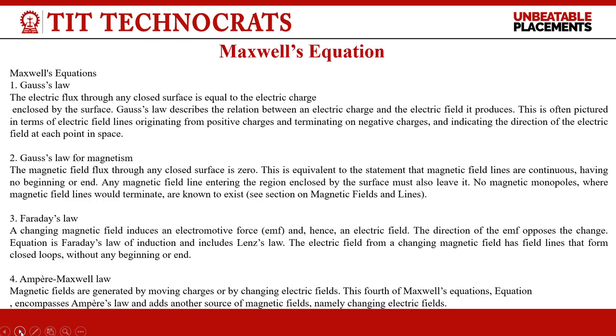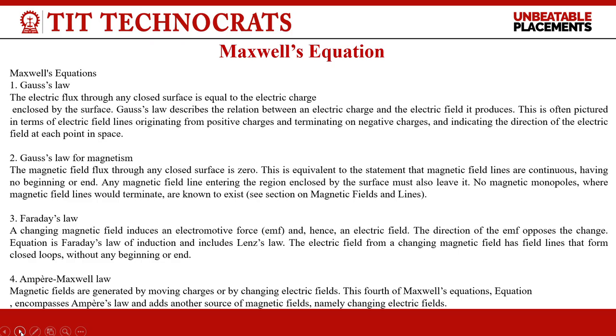Now, Gauss law for magnetism, it states that the magnetic field flux through any closed surface will be zero. This is equivalent to the statement that magnetic field lines are continuous, having no beginning or end. Any magnetic field lines entering the region enclosed by surface must also leave it. No magnetic monopoles where magnetic field lines would terminate are known to exist.